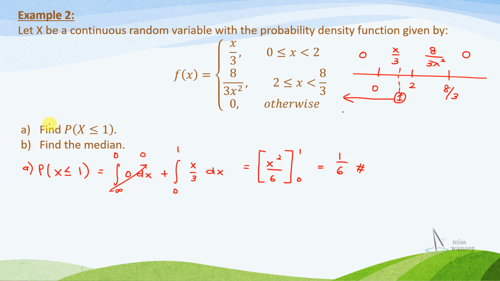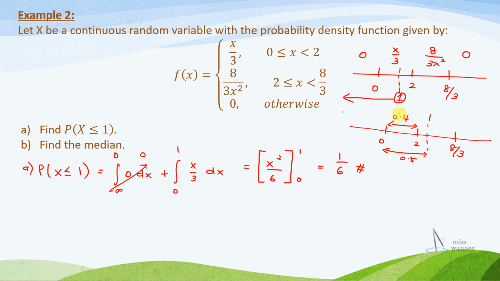Okay, so second, we have to find the median. To find the median, if you have two intervals over here, you need to first calculate the maximum probability from 0 until 2. Let me draw a number line for you. So this is 0, 2, 8 over 3. If the maximum probability inside here is 0.4, that means the median should be slightly on the right-hand side of our 2, so that the total from 0 up until here will be 0.5.